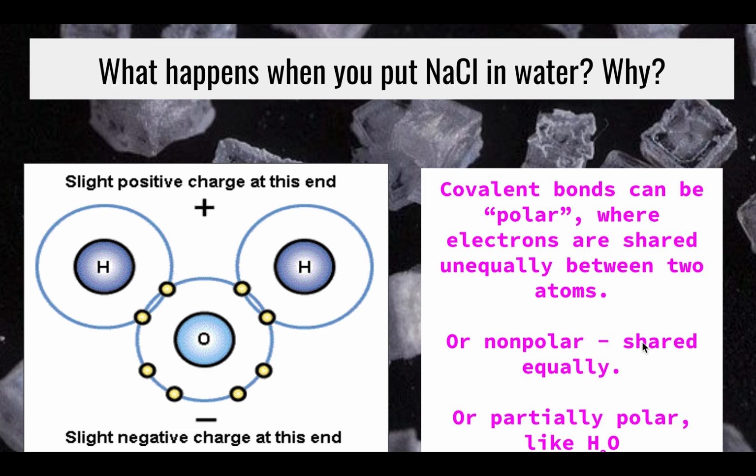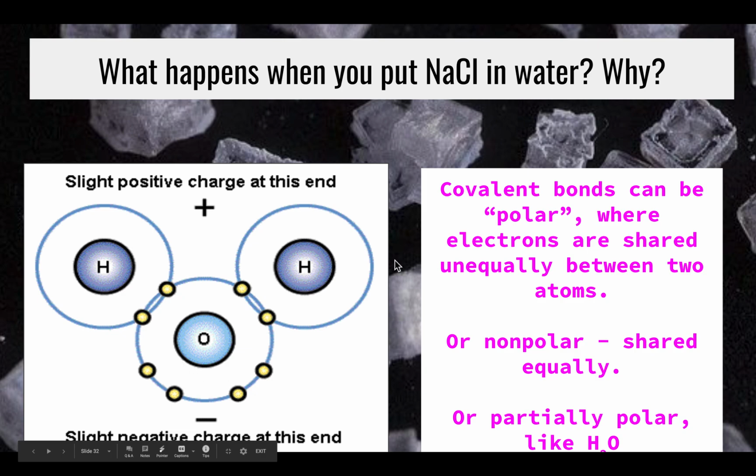And then we could have nonpolar, where electrons are not shared at all. And then there's partially polar. Partially polar, water is a great example of that. It's not super negative and super positive over here, just slightly. Because remember, these electrons are still orbiting around all of these molecules. They're just majorly found around oxygen more.